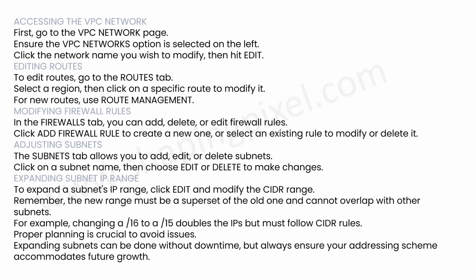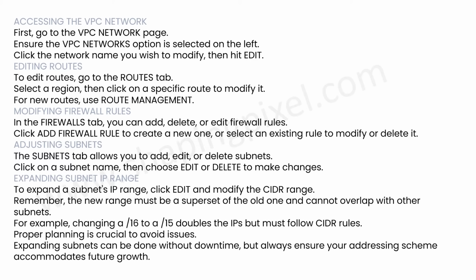In the firewalls tab, you can add, delete, or edit firewall rules. Click Add Firewall Rule to create a new one, or select an existing rule to modify or delete it. The Subnets tab allows you to add, edit, or delete subnets. Click on the subnet name, then choose Edit or Delete to make changes.